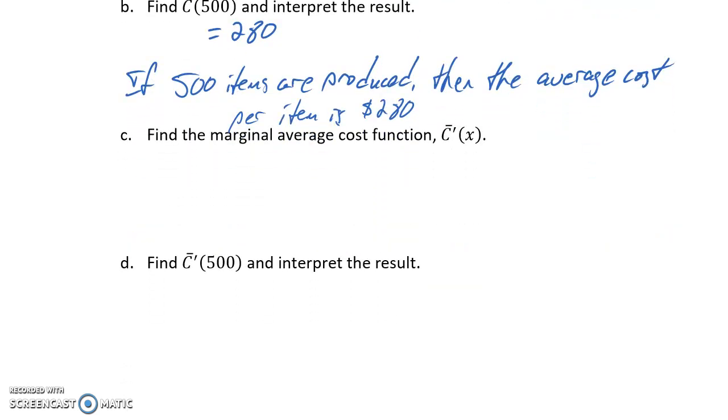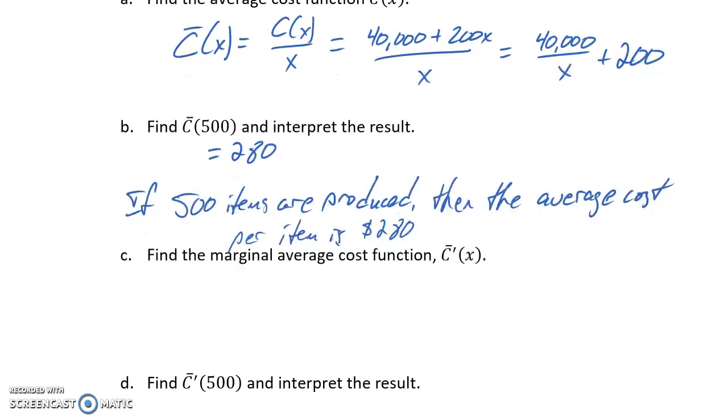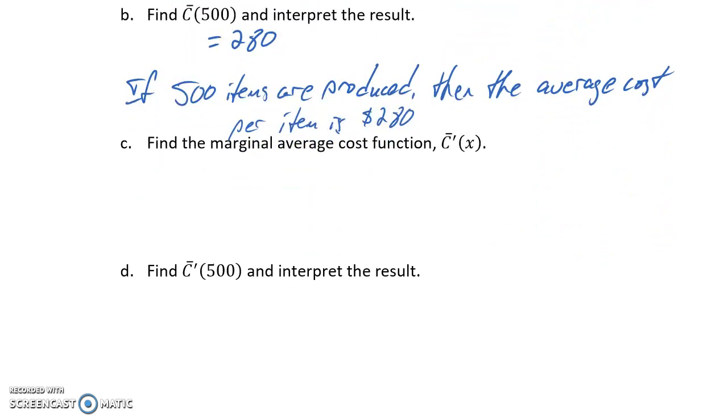In part C, then, we're asked to find the marginal average cost function. So we would go back to our result in part A, use Wolfram Alpha to generate the derivative of this function, which would give us negative 40,000 x to the negative 2.